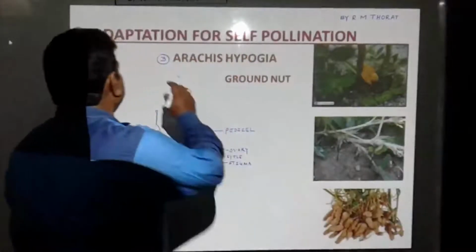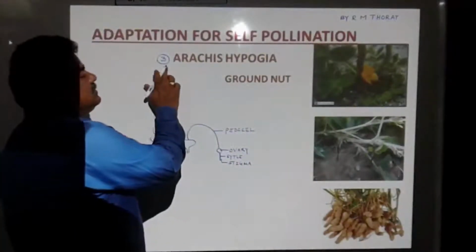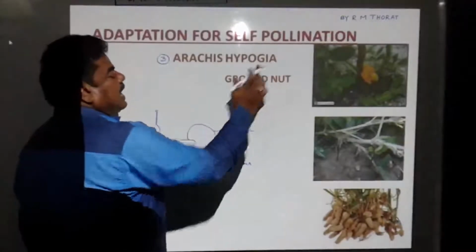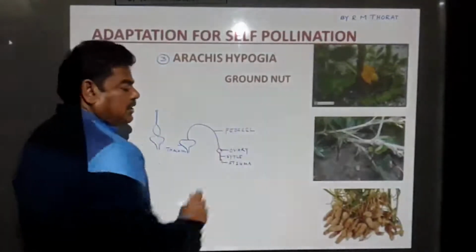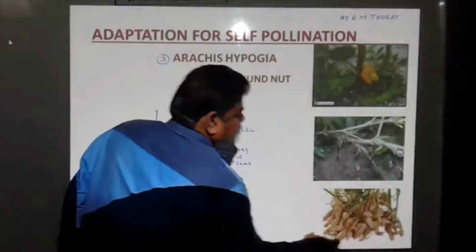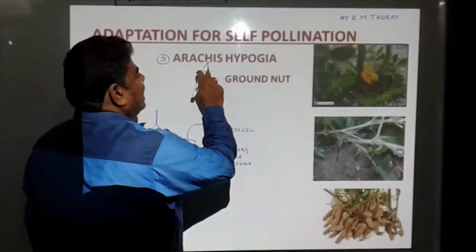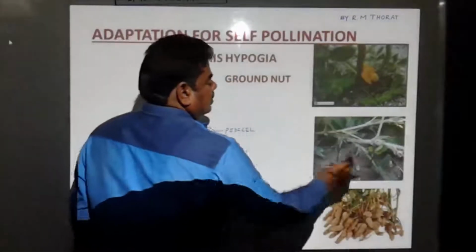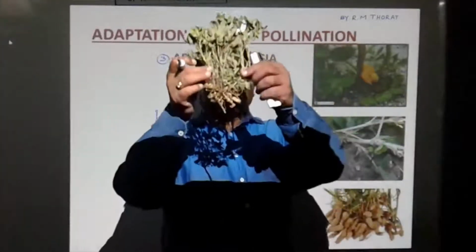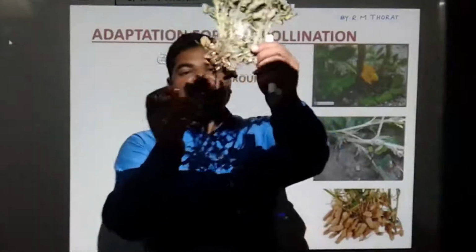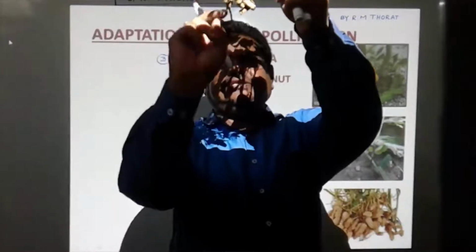Now the third type of adaptation for self-pollination we will see in this example known as Arachis hypogaea, the groundnut. These are the groundnuts. This one is the flower of the groundnut, Arachis hypogaea. Now see here, this one is the plant, Arachis hypogaea, and these are all the fruits. These are the groundnuts which are present inside these fruits.